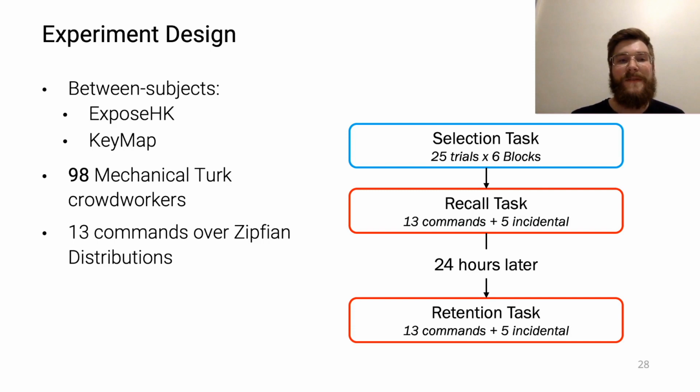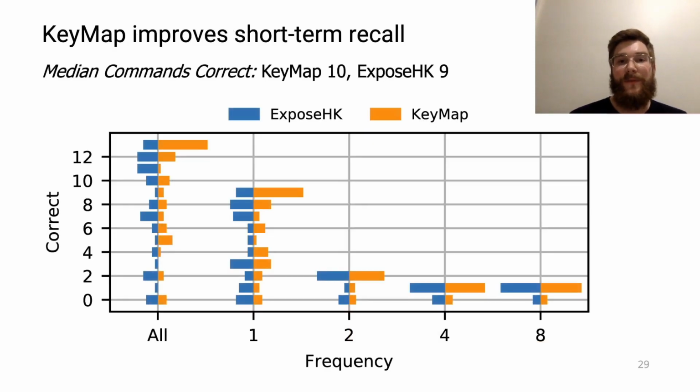The results of our experiment show that KeyMap improved short-term recall. We found a statistically significant difference between the median number of commands that KeyMap users remembered and ExposeHK users remembered. KeyMap users remembered 10 commands, and ExposeHK users remembered 9.